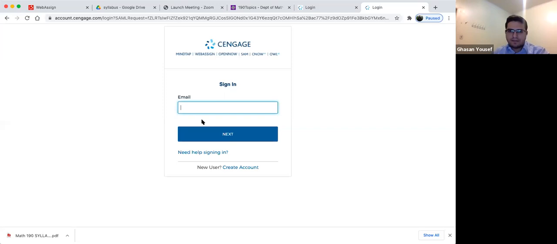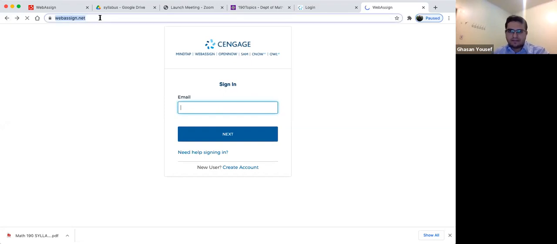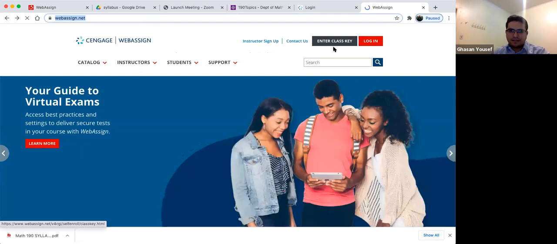Here you go. So again, you go to webassign.net. First, you go to the login here. After that, you create an account by using the CityMail account. Then after you create your account, you go back to the sign in and log in. After you log in and everything is fine, you go back to webassign.net and enter class key. You see the enter class key? You click there.